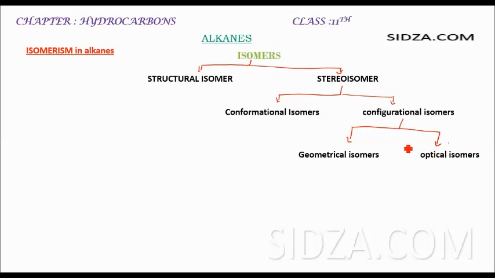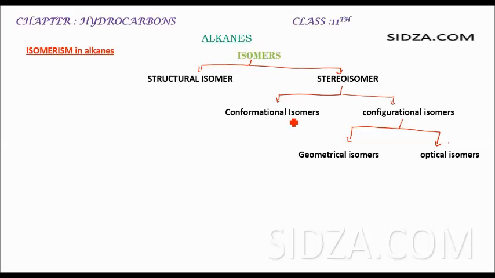I have a couple of videos on isomerism where I have explained how a structural isomer is different from a stereoisomer and how a conformational isomer is different from a configurational one. What are conformational isomers, and what are configurational, geometrical and optical isomers? I have taken these topics separately. I would like you to go through those videos and then come to this one.